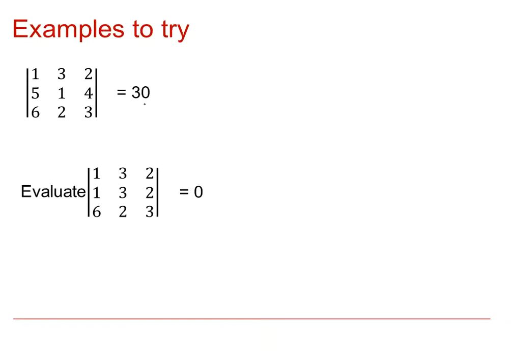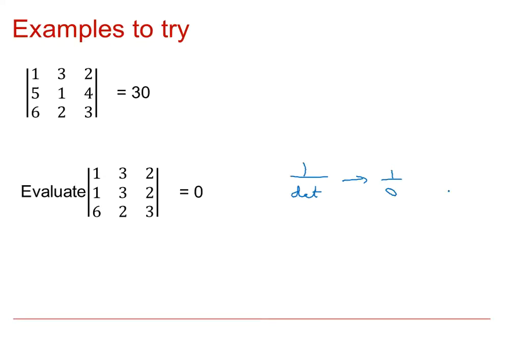So the first result suggests that the inverse of the original matrix 1, 3, 2, 5, 1, 4, 6, 2, 3 would exist, and we'll be looking at how to find that in the next recording. And the significance of this result, the determinant of this matrix is 0, suggests that if the inverse of a matrix contained 1 over the determinant, then we would end up here with 1 divided by 0.